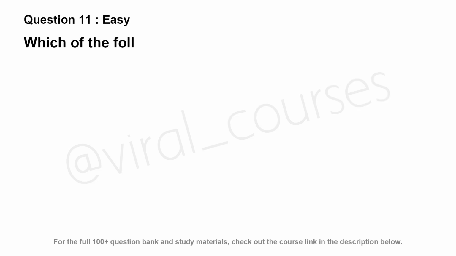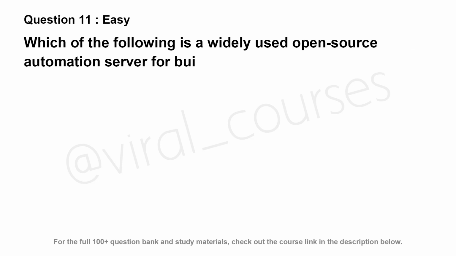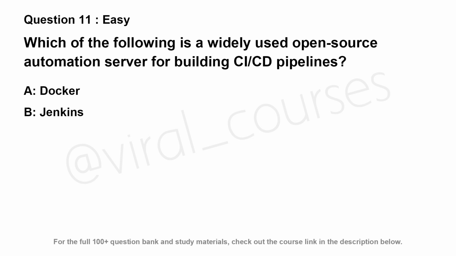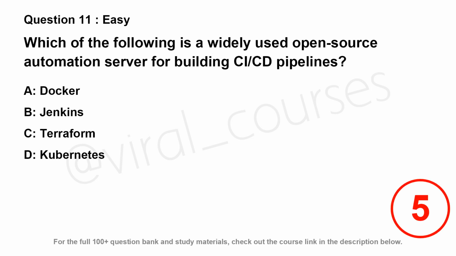Which of the following is a widely used open-source automation server for building CI/CD pipelines? Option A. Docker. Option B. Jenkins. Option C. Terraform. Option D. Kubernetes.